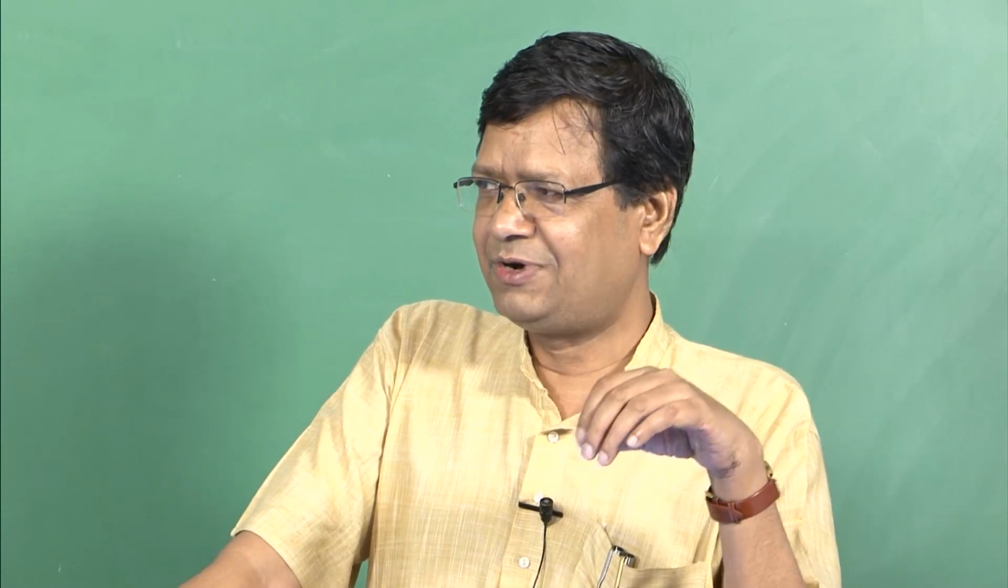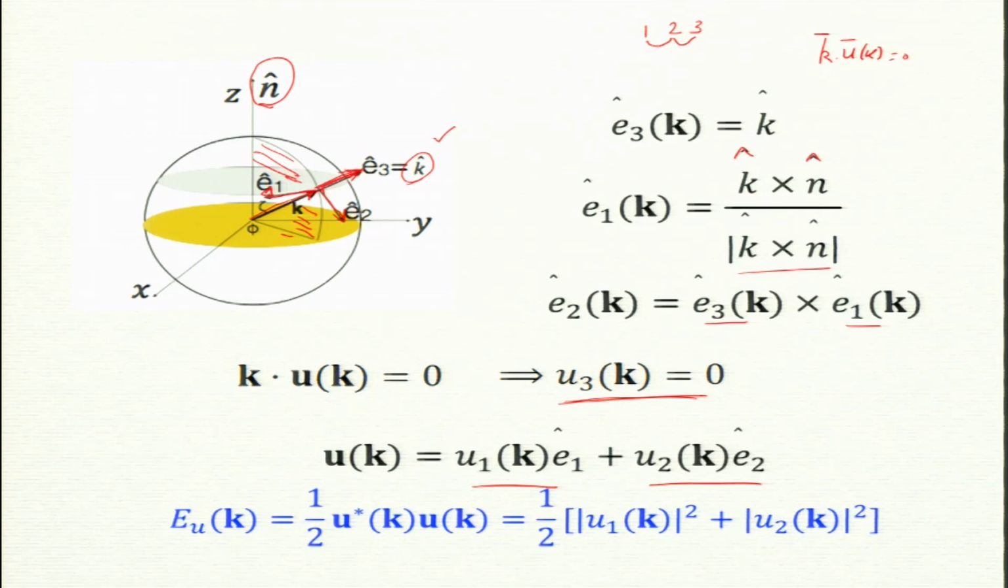So, there is no gradient, there is no curl, but you have k cross. There will be a lot of cross product with k and dot product with k, but it is not in real space, it is in Fourier space. Now, we start looking at energy.